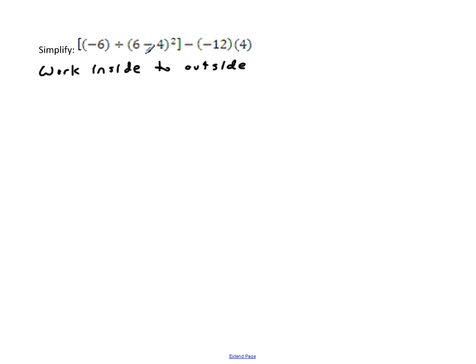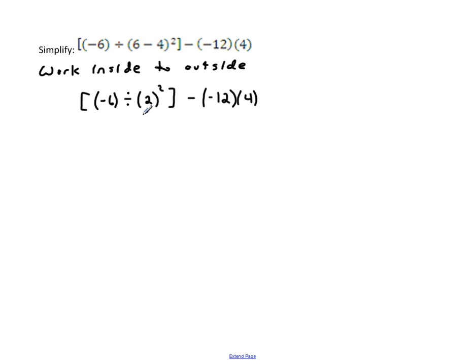And in our innermost parenthesis right here, we've got 6 minus 4. So we're going to start with the quantity of negative 6 being divided by, in the parentheses, 6 minus 4, which is 2, squared, close the parenthesis, minus, and then we've got the quantity negative 12 times positive 4. What comes next?